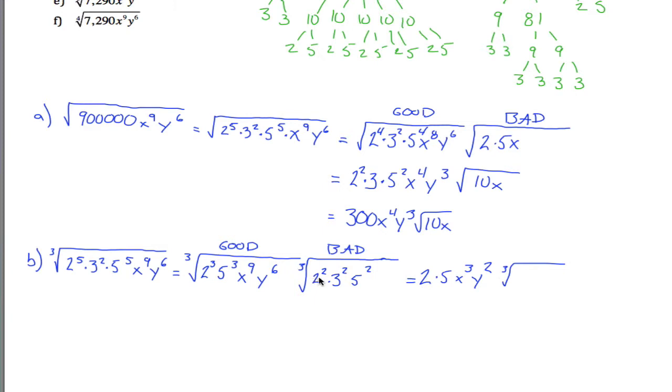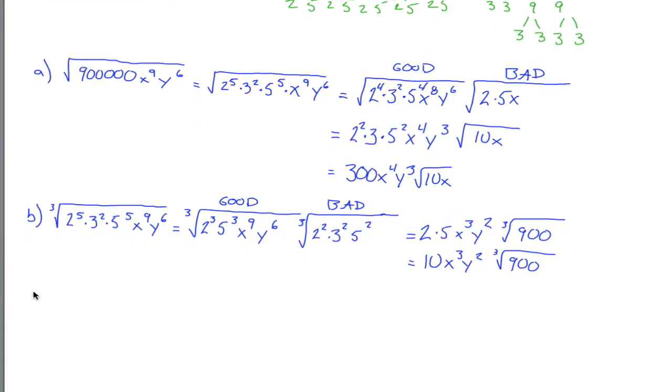Well, let's see. I have to multiply this number out. I'll do that in this step. 2 times 5 is 10. The other 2 times the other 5 gives me 100. 3 times 3 is 9. So 9 times 100 is 900. Another way I could write this is it's 10x cubed y squared times the cubed root of 900.